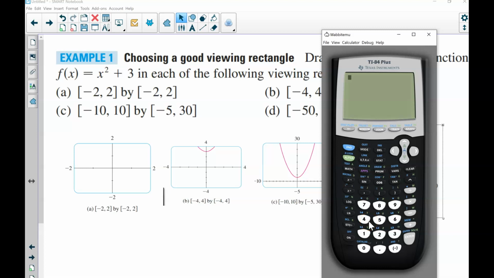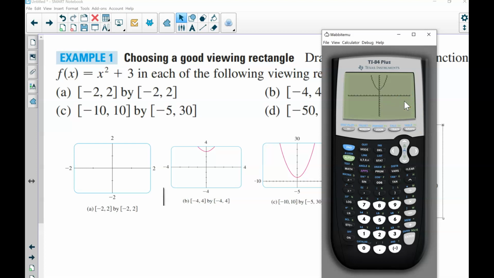Okay, and so we want to go ahead and put in the function. So we're going to select y equals, and then put in the equation x squared. So this is our x, and then we're going to square it, and then we're going to add 3 to it. Okay, so I'm going to go ahead and select graph. So currently there is our graph. Okay, now this is what our graph is going to look like.